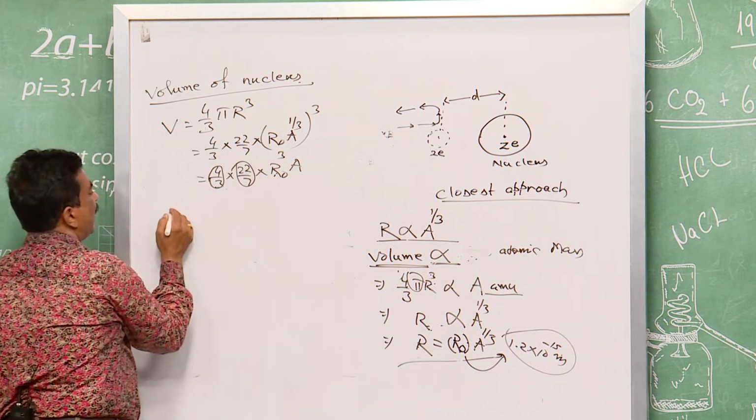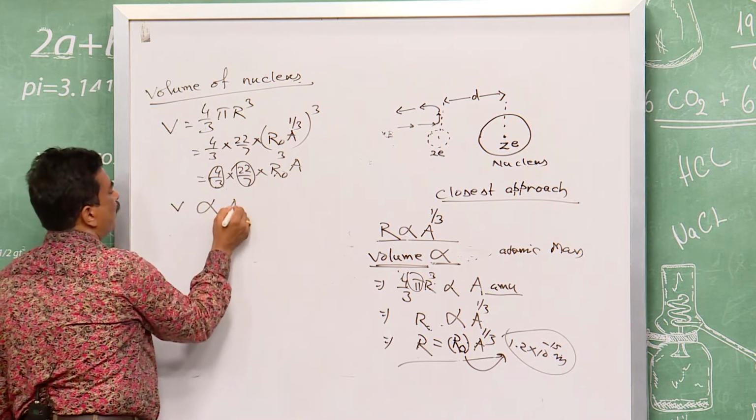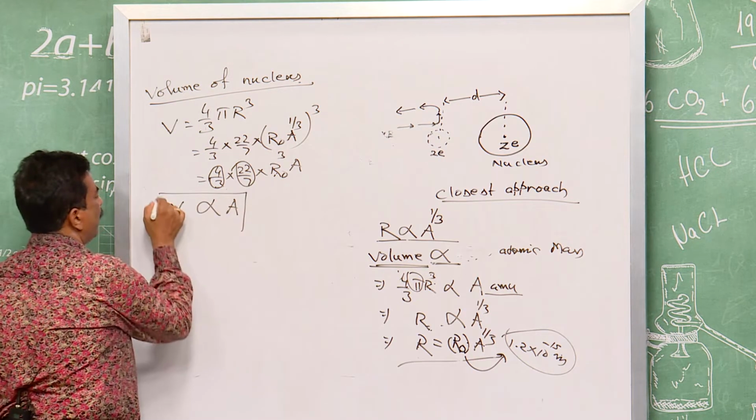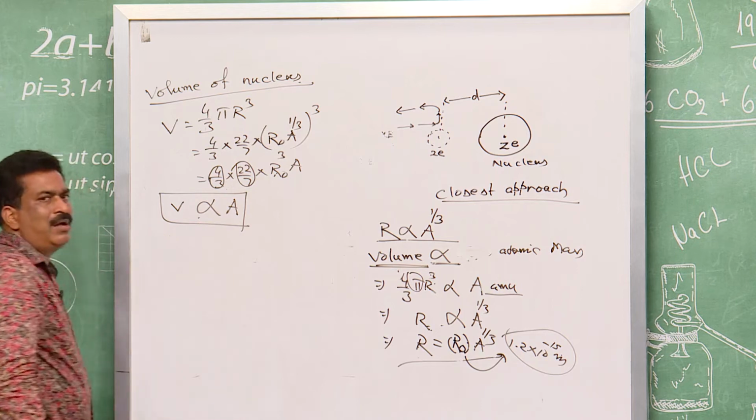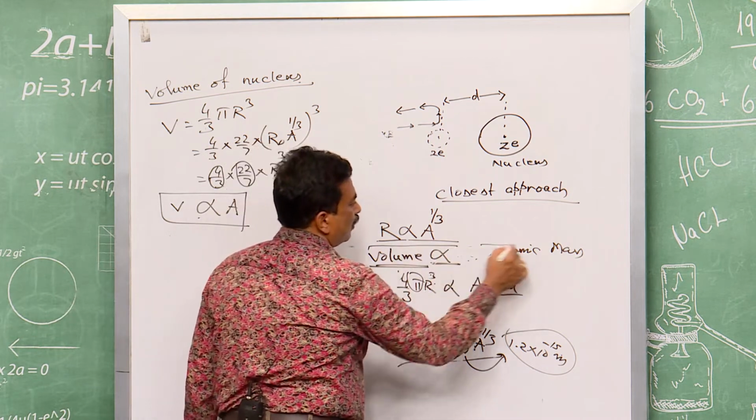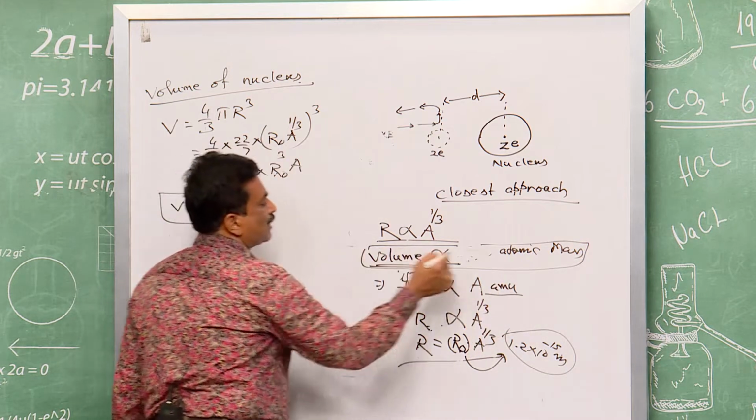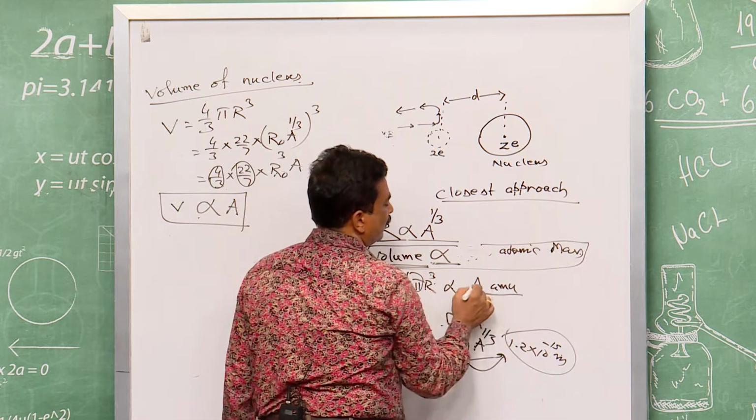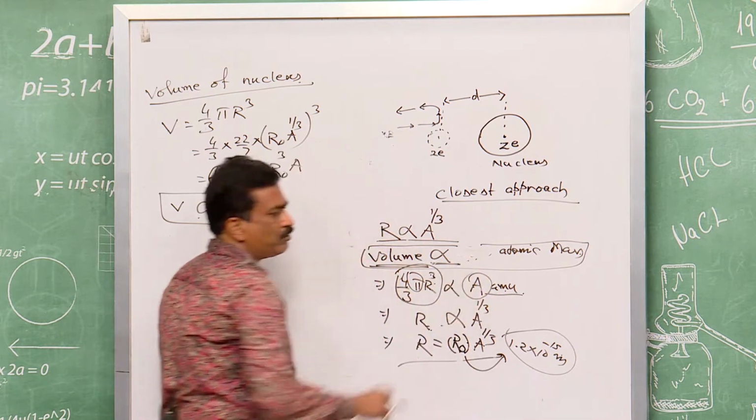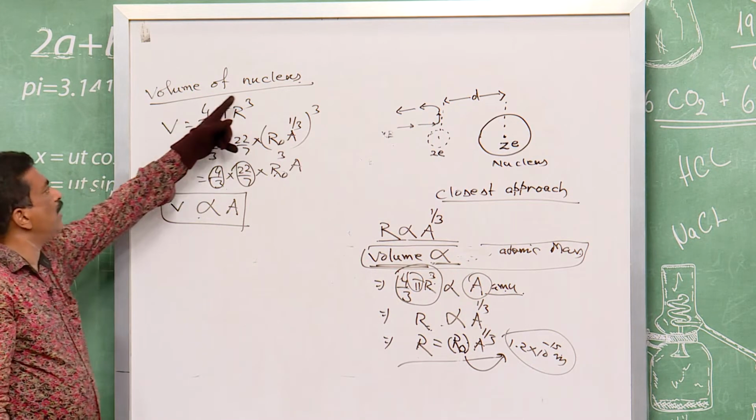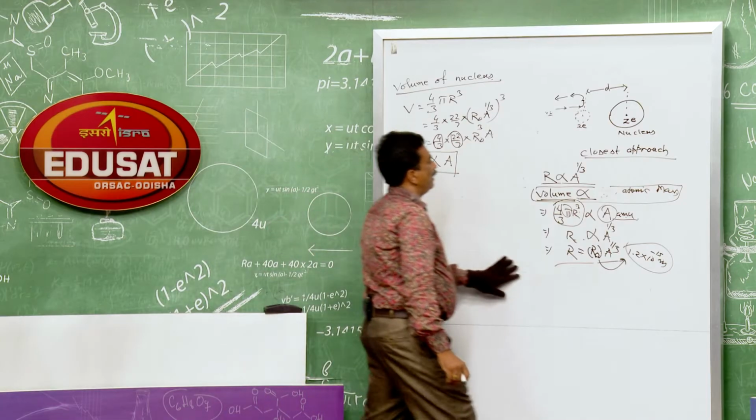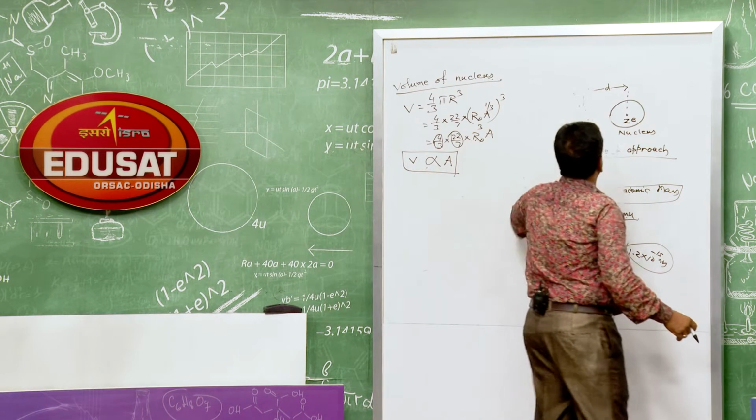So we can say that V is proportional to A, meaning the volume is proportional to the mass number. As we have written, the volume is proportional to the atomic mass, which is A amu. So V is proportional to A. This is the volume of the nucleus. Next we will find what its density will be.